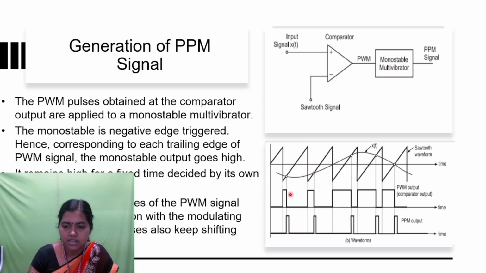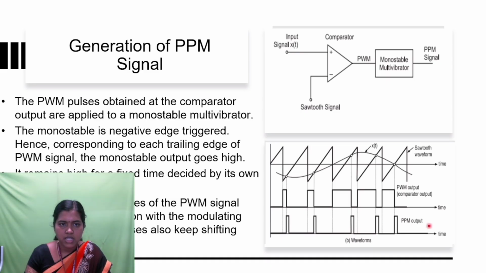If you see, this is the trailing edge of this pulse width modulated output. From the trailing edge, your pulse position modulation output is obtained. Here this is a trailing edge, so from this trailing edge you get the PPM waveform. Here also, from the trailing edge you get the PPM waveform. If you see, the positions of all these pulses are varied. So this is the generation part of the pulse position modulation signal.